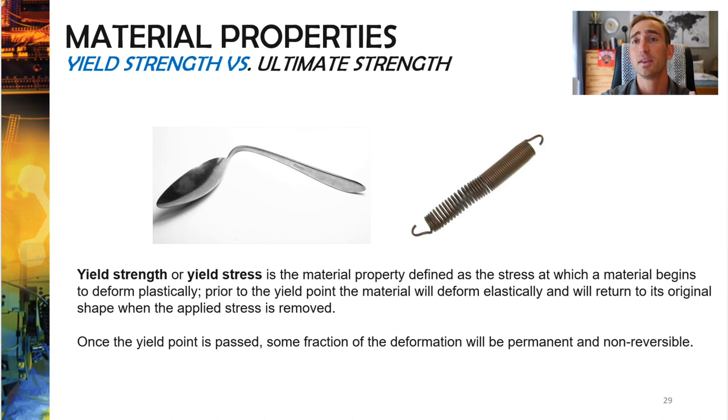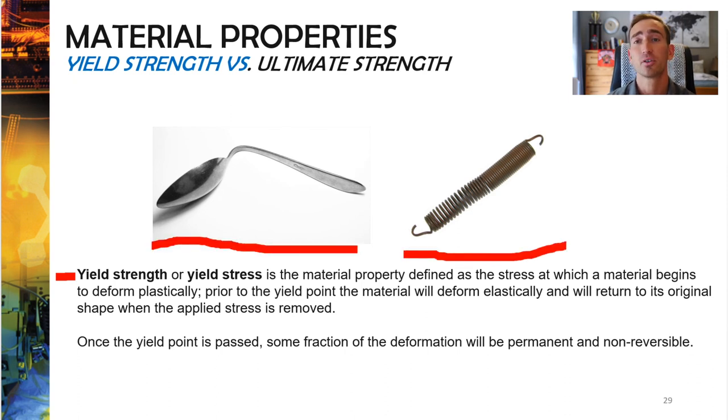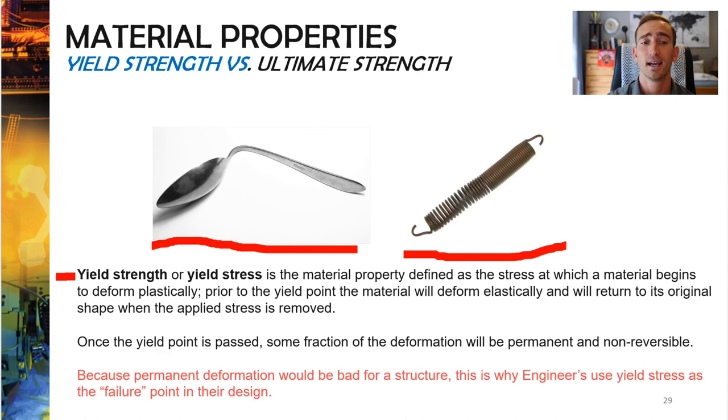Just to reiterate, the yield stress is such an important point because the yield stress essentially means the point of no return. When you've loaded your material past a certain point, you can see in the examples here, in the spoon and in the spring, if you pull them too much, the material will be deformed forever. When you stop loading it, it won't go back to the way it was before. And this is exactly why permanent deformation is considered a failure in your structure.